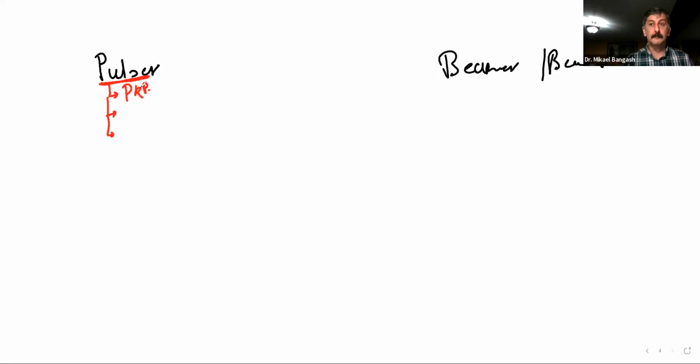Did that make sense? Good. Next, whenever you say PRP, you can't avoid mentioning PRF. And amplitude. These two are pretty much interlinked. So the PRP is set by the pulsar. Clear? And by doing so, it also sets the PRF. The last thing is the amplitude.